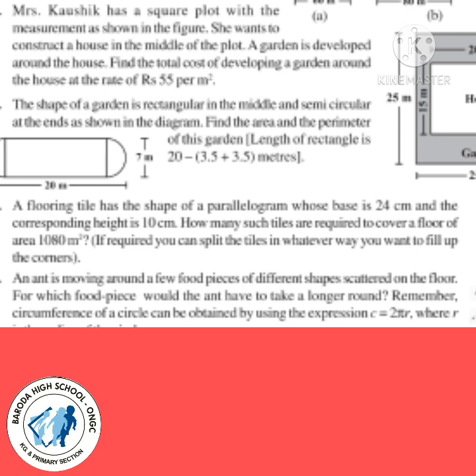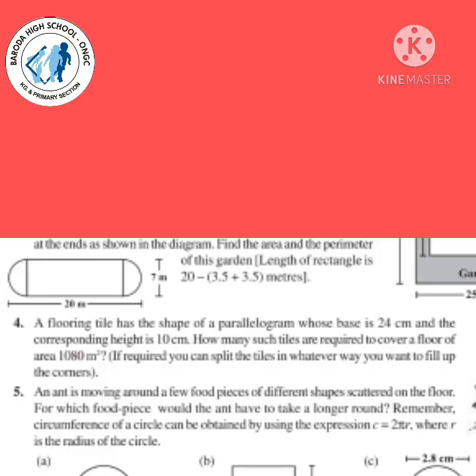Okay, children. Next, the fourth sum. A flooring tile has the shape of a parallelogram whose base is 24 and height is 10. We know how to find the area of a parallelogram, and we have to find out how many such tiles will be required to cover an area of 1080 meters square. First find the area of the parallelogram, and then divide the given area, that is 1080, by the area of the parallelogram tile, and you will get the number of tiles required.